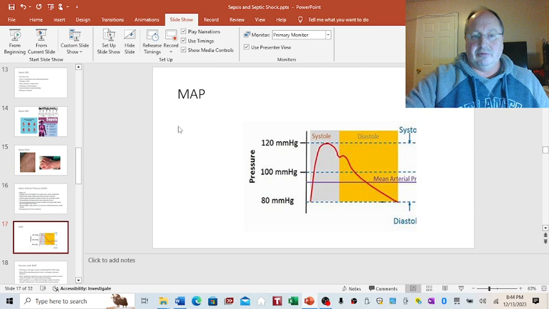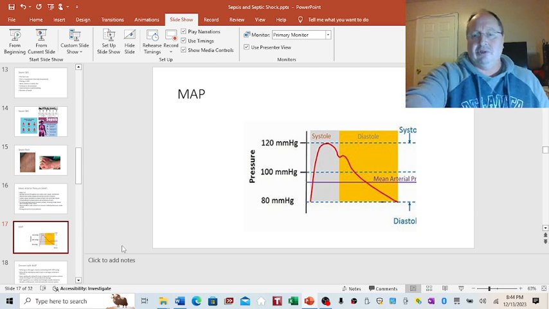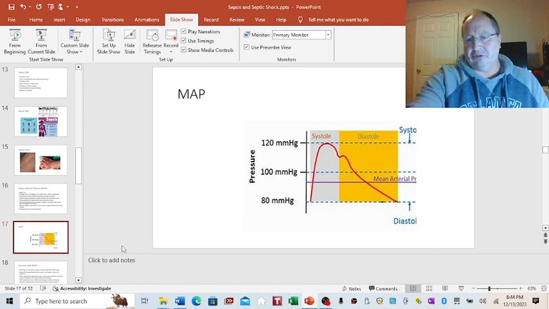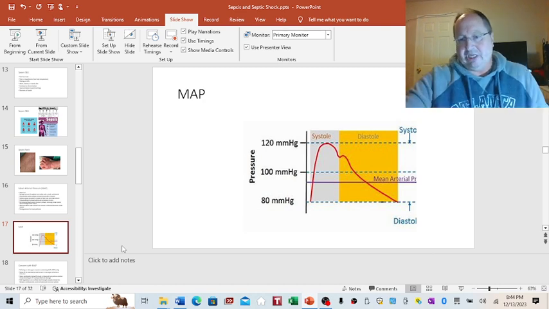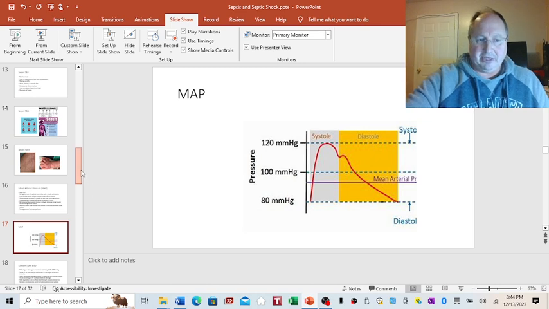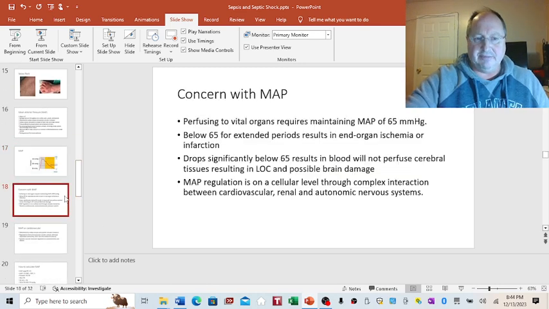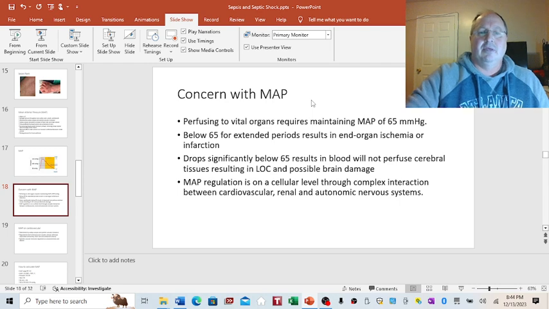Here's the little diagram that shows you the MAP. So, you see your blood pressure in there. The mean arterial pressure is going to be the portion in between. There is a calculation for that, which I'll show you in just a few minutes.